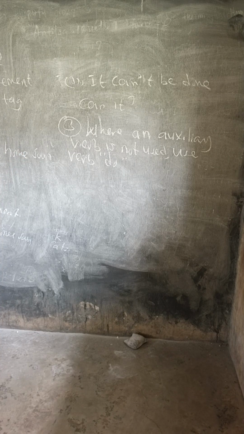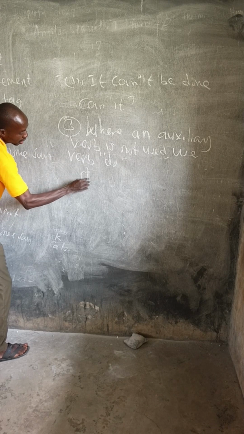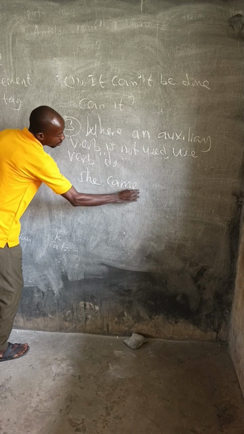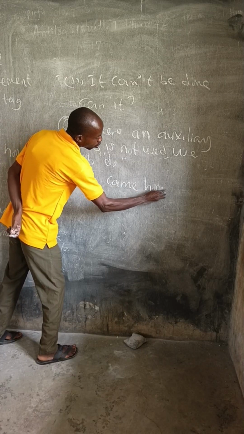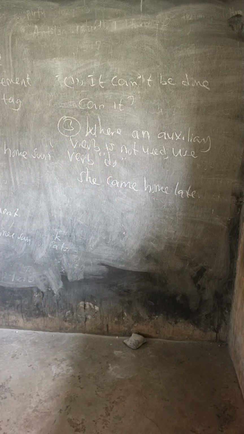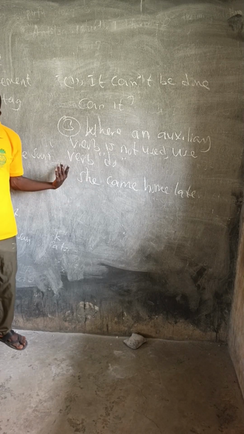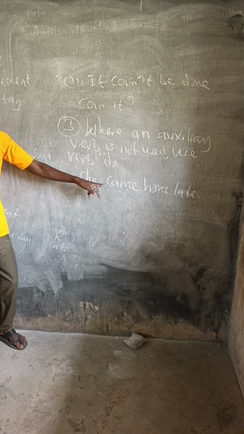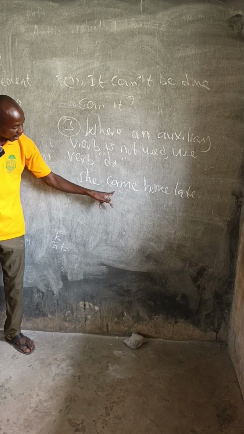Are we together? Yes. So in this case now, for instance, you are given an example to say, "She came home late." That's what you have here, okay? She came home late. In this case, there's no auxiliary verb. There's nothing like that. So in this case, you're going to do a mix of this verb. The verb here is what?